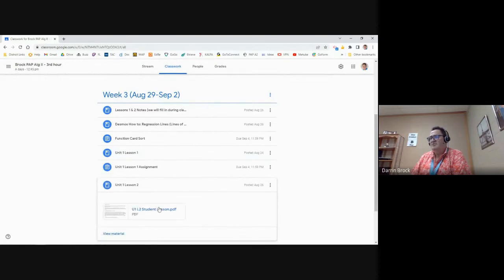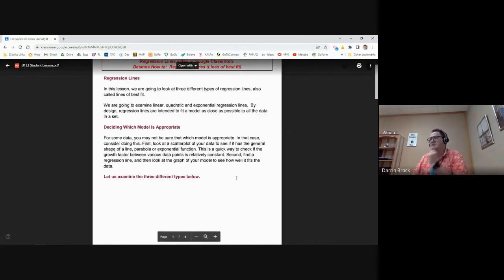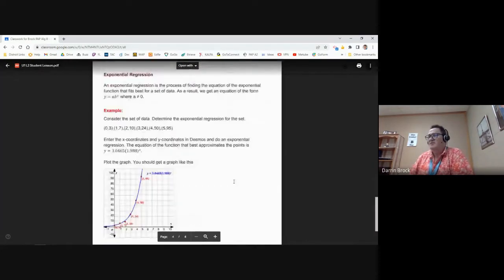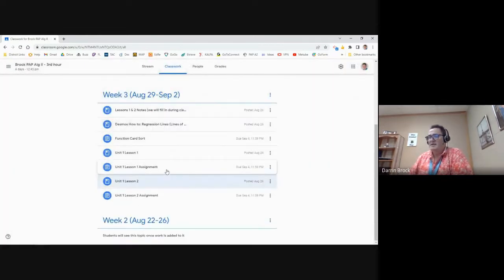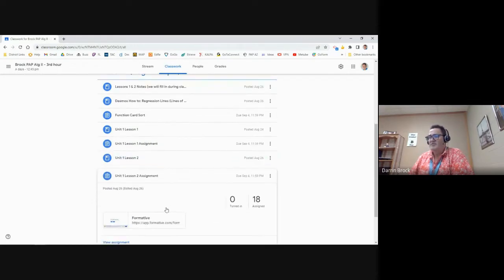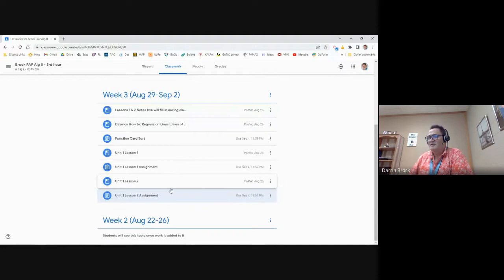And Lesson 2 is beneath it. Lesson 2 is set up right there, so you can go through that information. And then there's our assignments for this week. We got assignment 1 and we have assignment 2, and they're both on Formative. So that's your 2 assignments this week.